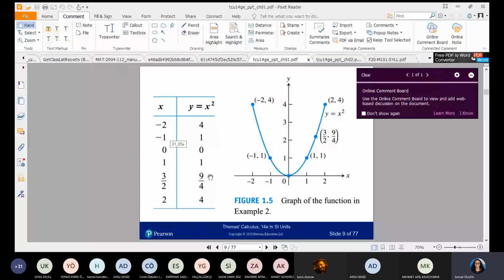And then you just plot them in the graph. So -2 to 4. -1 to 1. 0 to 0. 1 to 1. 3 over 2 to 9 over 4. 2 to 4. What you would do is you're going to combine all these, but you're going to do it in a curved way because x squared is a curve. It's not a line. Then you combine all these, you get this picture, which is a parabola opening upwards.